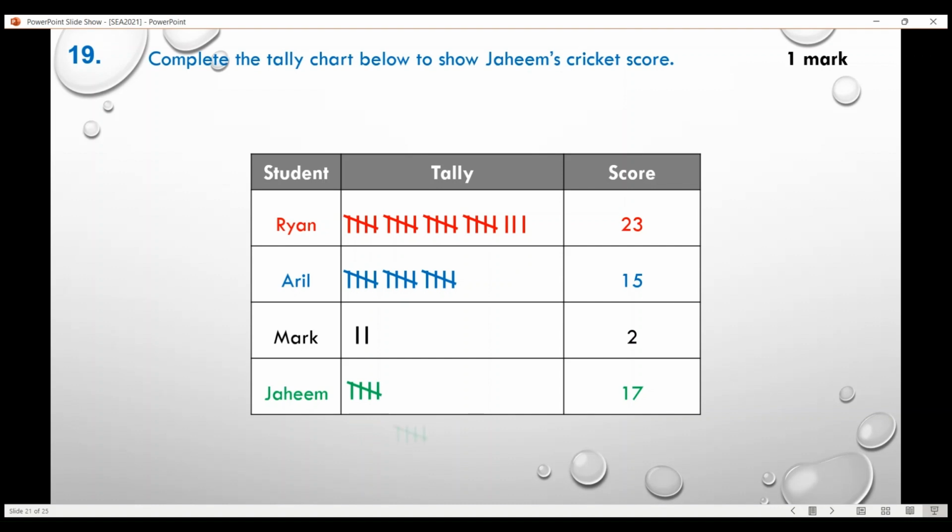Do we need any more? Yes, we need another 5. 5 and 5 is 10. Is that enough? Not yet. We need to add another 5. So that's 15. 5, 10, 15. Do I need to add another 5? Another 5 will carry us to too much. So after 15, we need to have 1 stroke. That will carry us to 16. And we need 1 more. So that is 17. As such, this is the tally chart representing Jahim's cricket score.